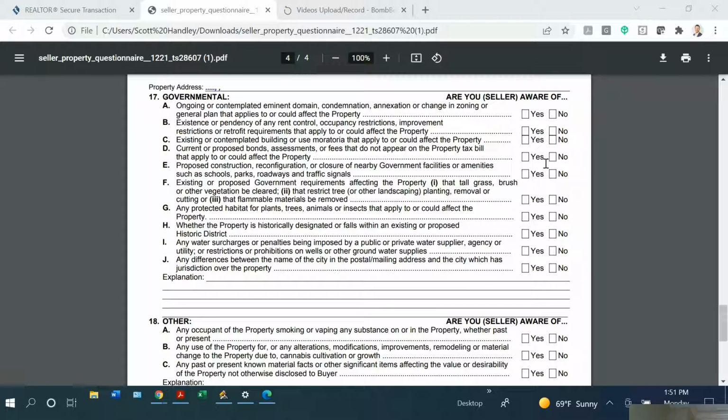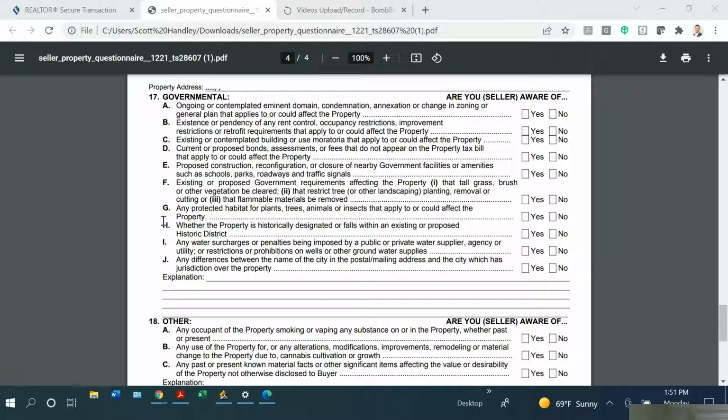If you knew they were going to take away a park and start building apartments on that, and you as a seller are aware of that, you definitely would want to disclose that. Existing or proposed government requirements affecting the property, any protected habitat for plants, trees, animals, or insects that could affect the property, whether the property is historically designated or falls within an existing or proposed historical district.